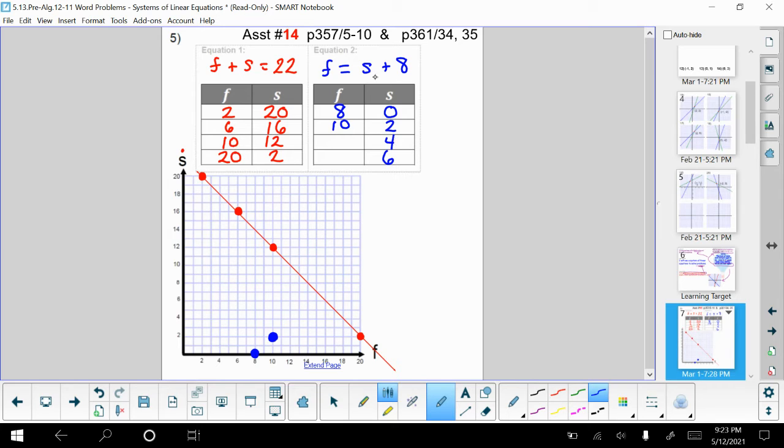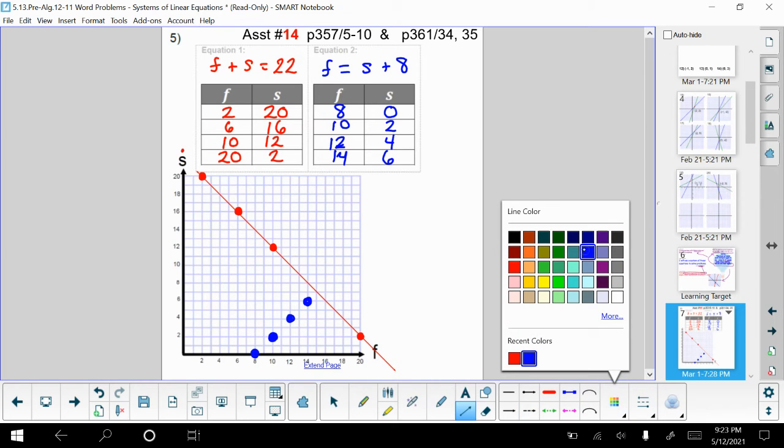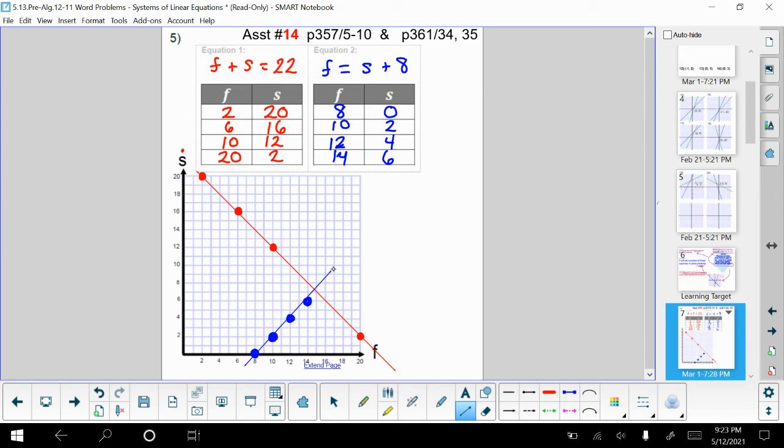All right, what if s is 4? 4 plus 8 is 12. So when f is 12, s is 4. And naturally, if we substitute in 6, 6 plus 8 is 14. So when f is 14, s is 6. Now we're going to go ahead and draw a line here. I'm just going to change the color slightly. Yes, we could go past the x-axis.